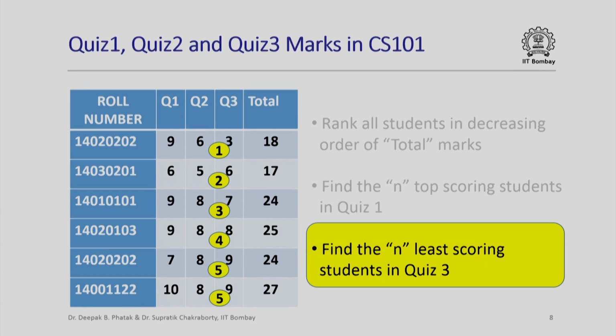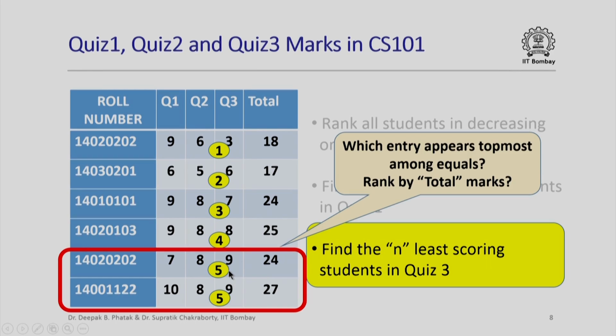And similarly, I could say find the n least scoring students in quiz 3. Note here that unlike the previous two examples, I am interested in the least scoring students. So I should probably order them by putting the least scoring student first, then the next higher scoring student, and so on. So in this particular case, the first row would be the student who has scored the least number of marks in quiz 3, then the student who has scored the next higher marks in quiz 3, and so on. And once again here we have two students who have scored the same in quiz 3, and we could order them by total marks, for example.